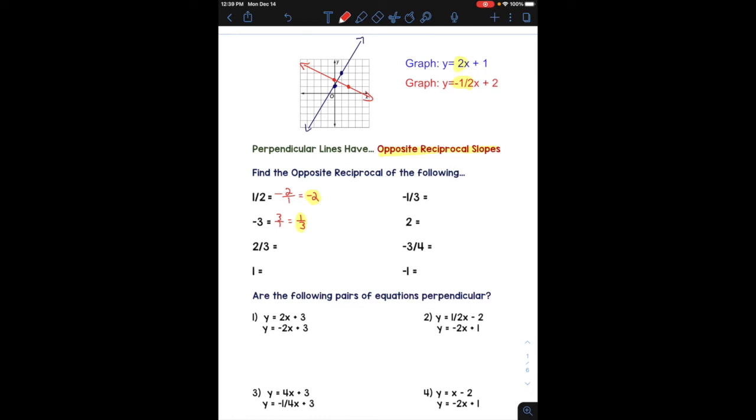Let's find the opposite reciprocal of 2/3. It's positive, so the opposite would be negative, and the reciprocal of 2/3 will be 3/2. Opposite sign, and flip the fraction upside down. The number 1, since it's positive, the opposite would be negative, and to find the reciprocal of 1, I can make it a fraction, 1/1. But as you can see, if we flip that upside down, it will still say 1 over 1. So the opposite reciprocal of 1 is negative 1.